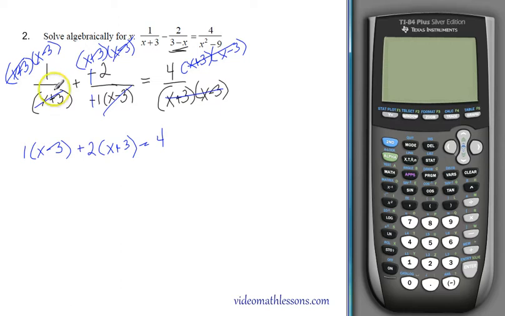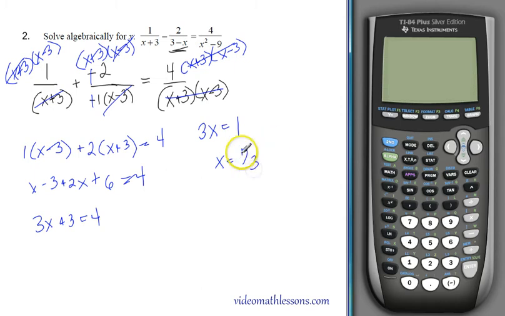Now, just like the last problem, we're going to distribute. Combine. And then we're going to solve. We're going to subtract 3 from both sides. And I get 1/3 is my answer.